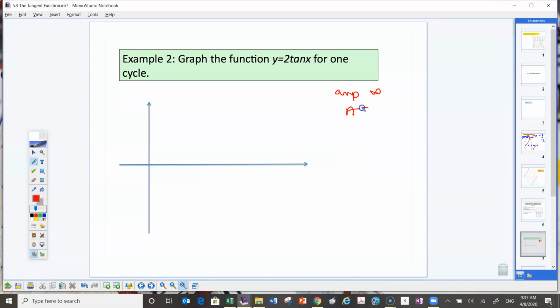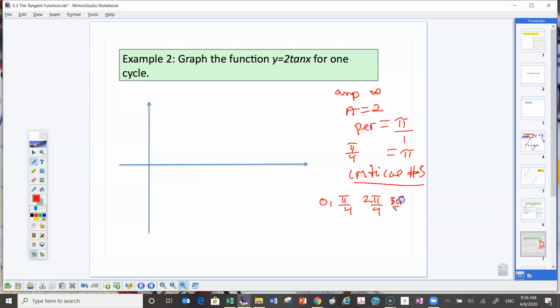But note the a value is 2. The period is going to be equal to pi over b, and b in this case is 1, so the period again is just pi. And for my critical numbers, again for tangent, we start at 0, take the period and divide it by 4, and I'm adding 1/4 of a pi.